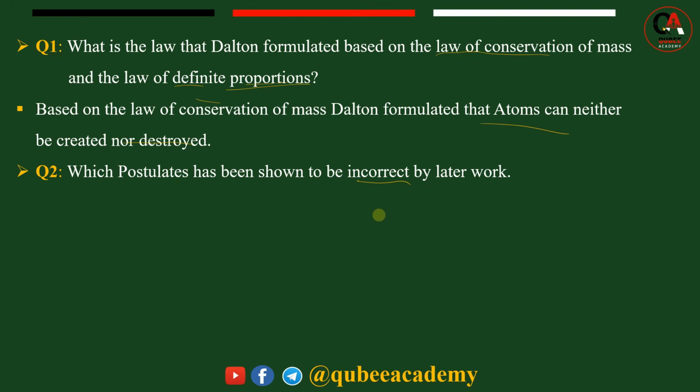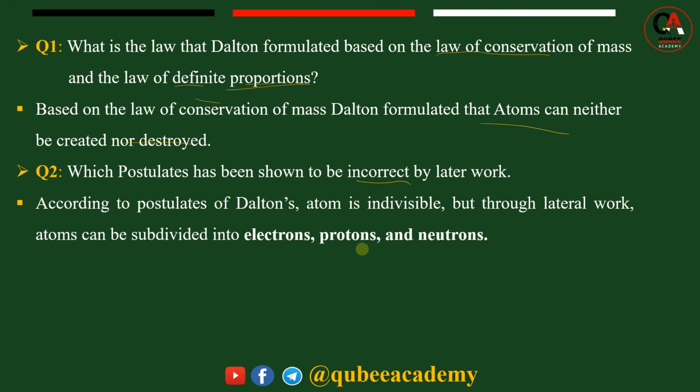To justify whether Dalton's postulate is correct or not, we have to compare with that of modern atomic theory. So according to the postulate of Dalton, remember what you have discussed under Dalton's postulate, atom is indivisible. But later work means that when we compare with modern atomic theory, atoms can subdivide into electron, proton, and neutron.